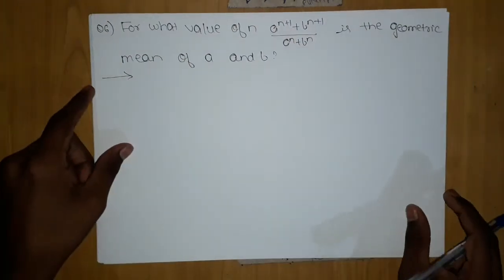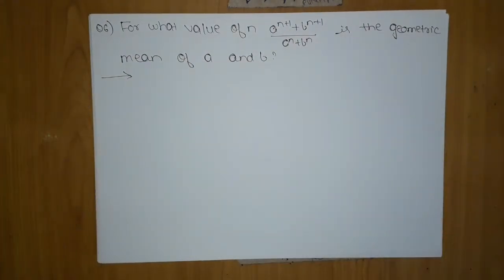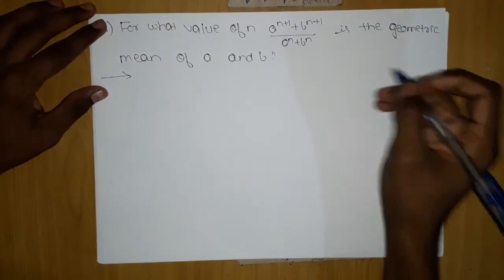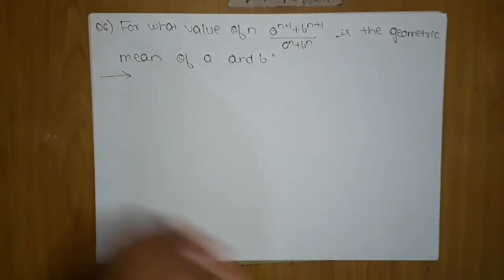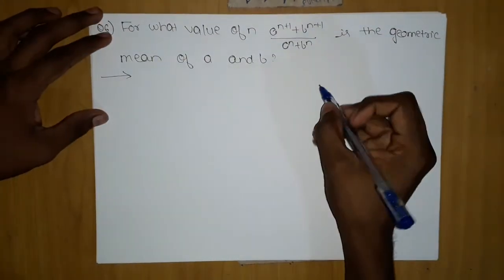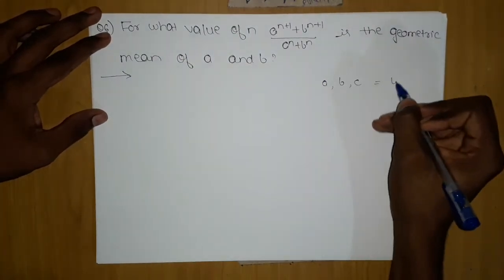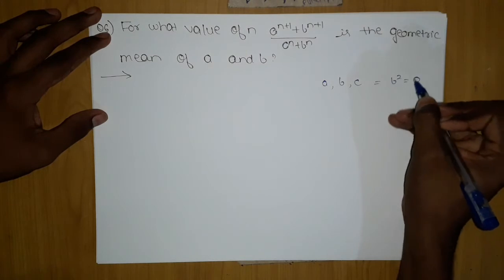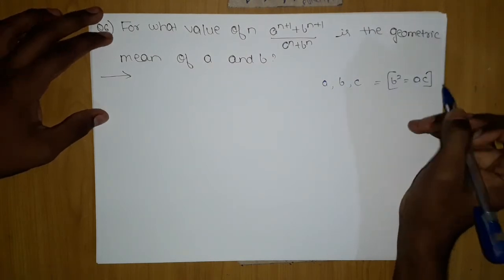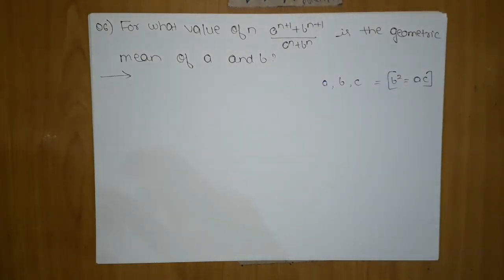Which says as follows: for what value of n is (a^(n+1) + b^(n+1)) upon (a^n + b^n) the geometric mean of a and b? Now, in this problem they have told that it is the geometric mean. Geometric mean for 3 terms is nothing but the GP condition. If a, b, c are in GP, then the geometric mean is nothing but under root AC, which I have told you earlier. So this is nothing new.